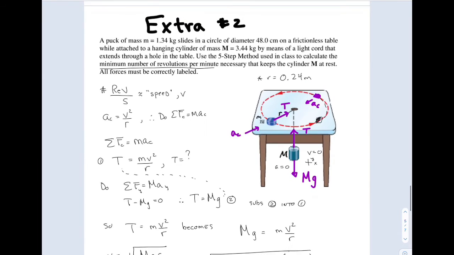Okay, here's another problem. I have this puck going around a circle. You could stand here and maybe swing it around the circle. This is frictionless. Somehow it got put into a circle, and the thing that keeps it going in a circle is this other heavier weight here, to provide tension in the string. So this one's little m, that one's big M.